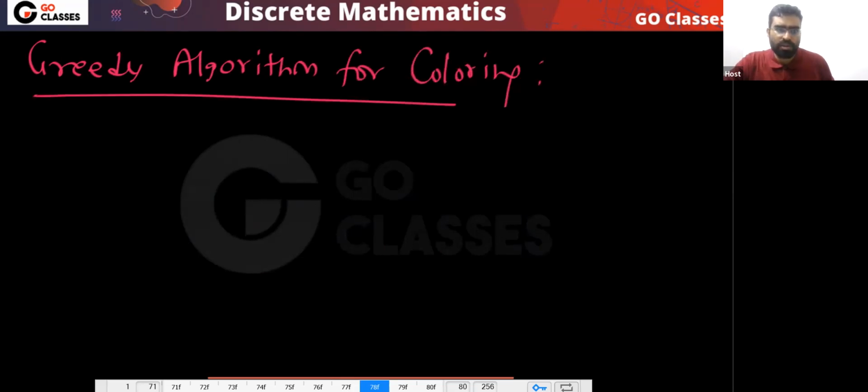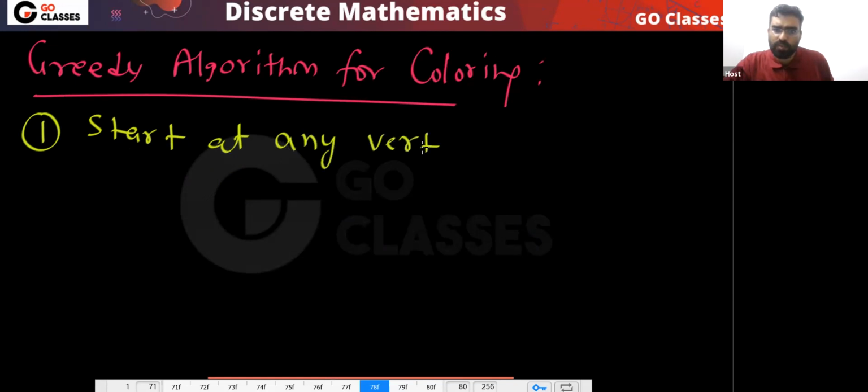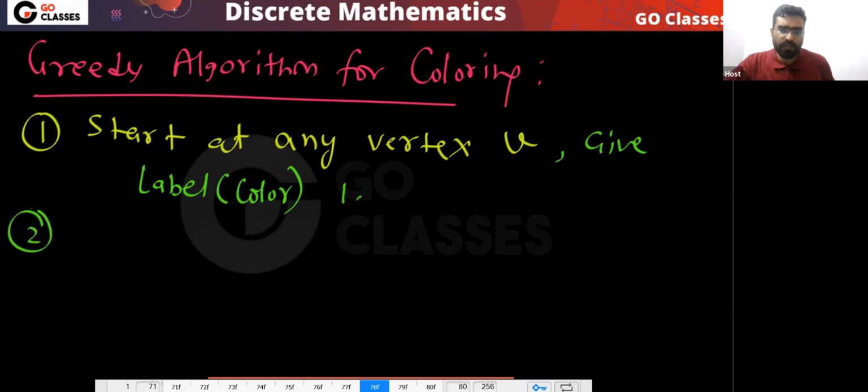What will you do in this algorithm? If I ask you for an automated procedure, okay, forget about the graph. Give me an automatic procedure for coloring, then what will you do? You will say, start at any vertex V. Then give it color number 1. Give label 1. Label means color.